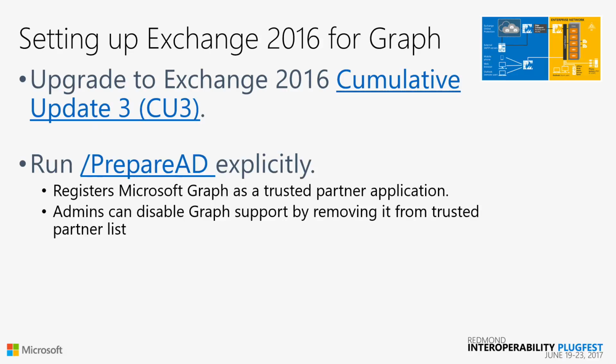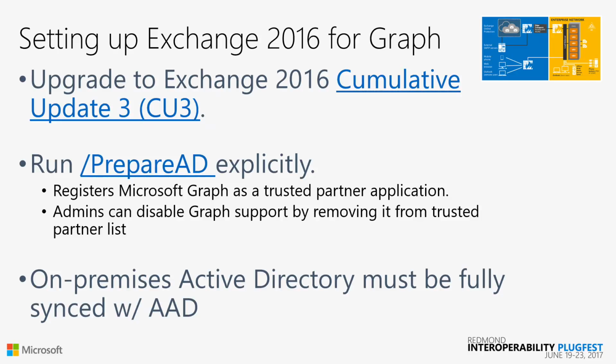Once you upgrade to this newer build, we generally ask the admins to explicitly run a step called prepare AD. This basically registers Graph as a trusted partner in the on-prem environments. Generally, on-prem IT admins do run this by default, but I'm mentioning it explicitly: if you don't do it, please do it, so that Graph is registered as a trusted partner application, and only then can a token issued from Graph be accepted by these on-prem mailboxes. So this is more for security concerns.